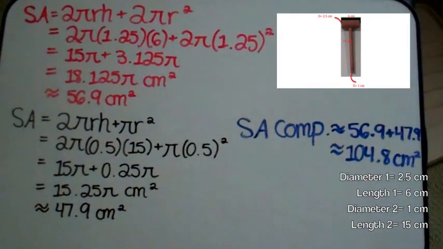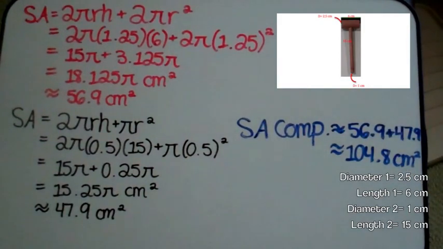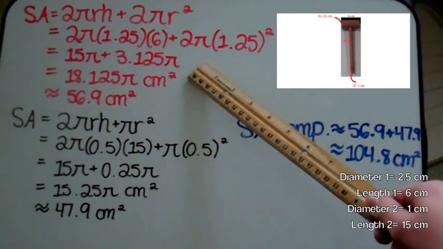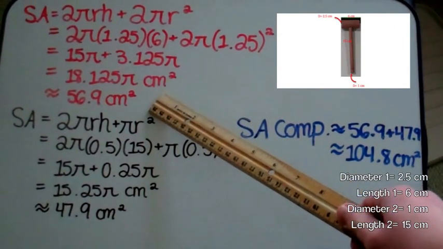If you put in the corresponding numbers, you get 2 pi times 1.25 times 6 plus 2 pi times 1.25 squared, and then you can simplify it to 15 pi plus 3.125 pi, and your exact answer is 18.125 pi square centimeters and approximately 56.9 square centimeters rounded to the nearest tenth.